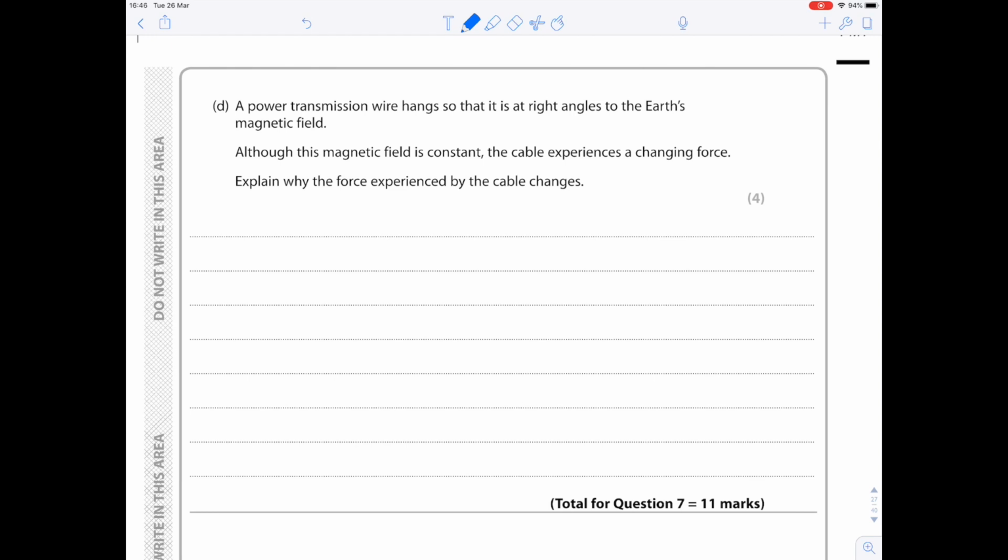A power transmission wire hangs so that it is at right angles to the Earth's magnetic field. Although this magnetic field is constant, the cable experiences a changing force. Explain why the force experienced by the cable changes.